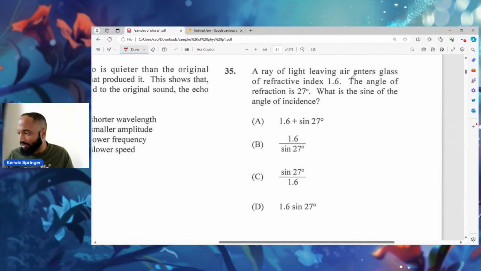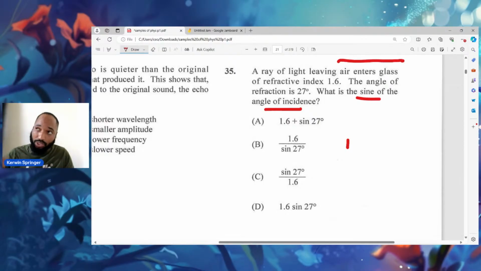Angle of light leaves, refractive index 1.6, the angle. Is this a repeat, ladies and gentlemen? The sine of the angle of... no, they asked it in reverse this time. So light is leaving air, entering glass. You always need to watch this part to see where they're going from, glass to air. Otherwise, you have to think about it in reverse, right?